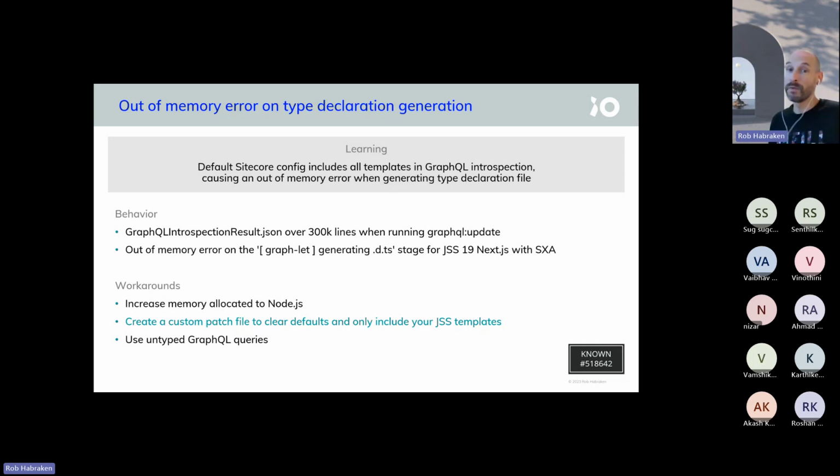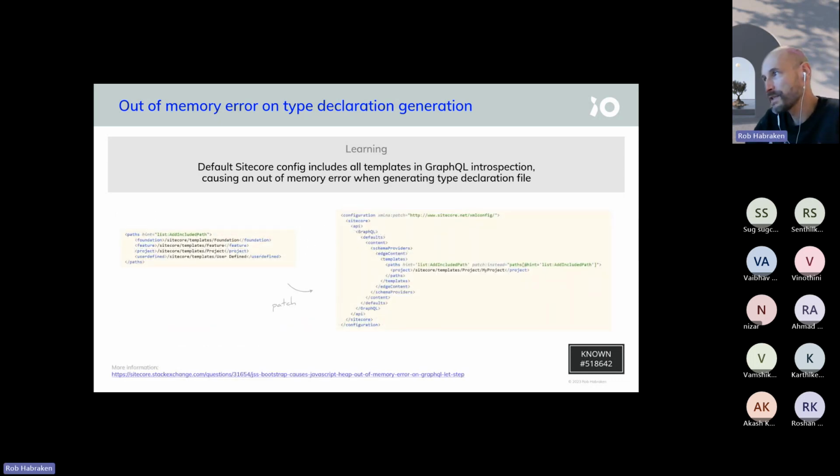So you don't want Sitecore to use the templates you do not use within the GraphQL queries. I'll show you. We've created a patch file, and this is also on the internet on Stack Exchange, but the one shared over there, I think, doesn't work very well, or has an issue. So I've changed it into my own version.